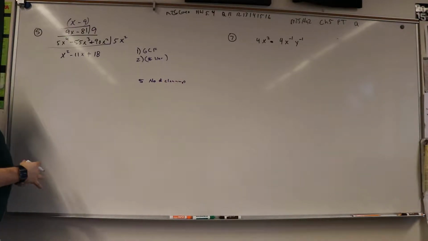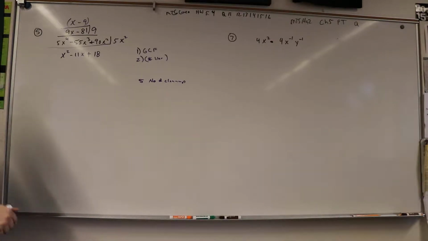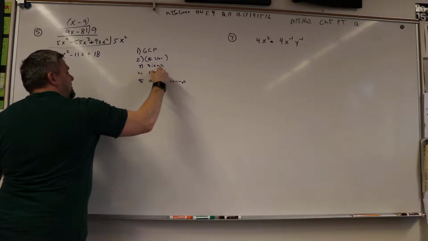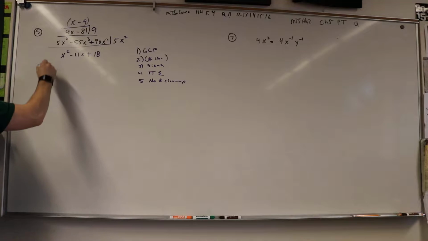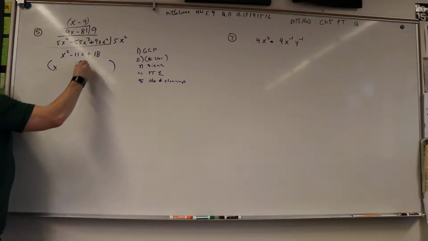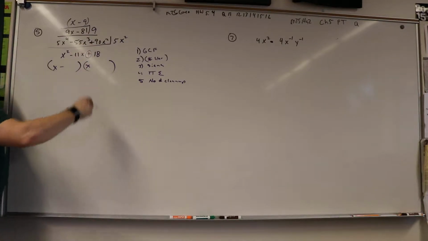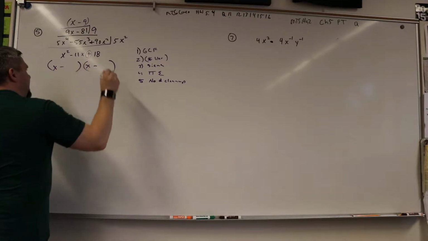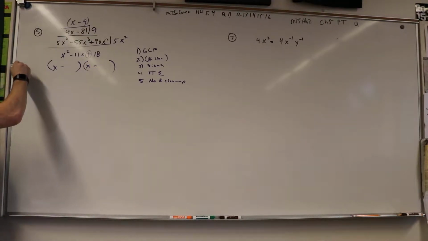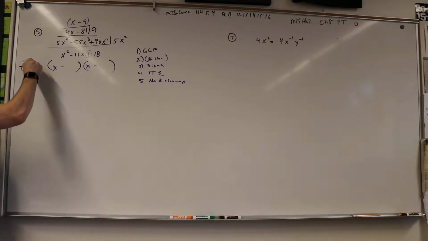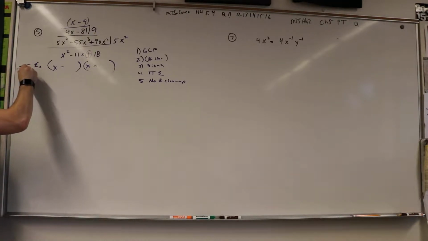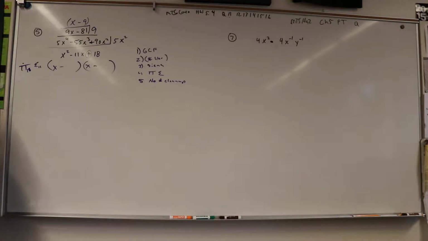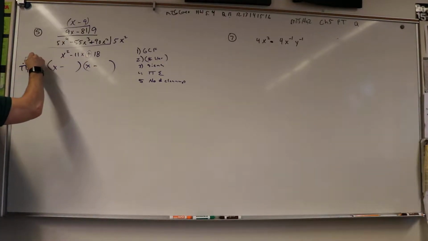Okay? So we just do the other two, which is signs and product and sum. So, parentheses, variable, sign. This tells me that they are same or different? Same. So they both are minus. What's my product? 18. What's my sum? 11. So two things that multiply to be 18, but they add or subtract to be 11. 9 and 2.